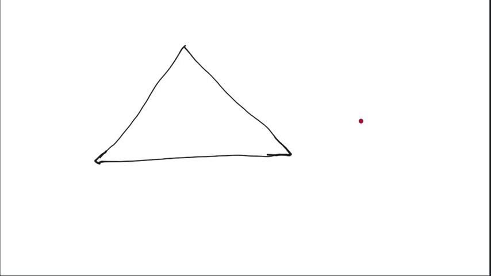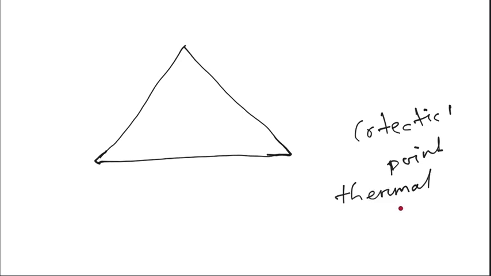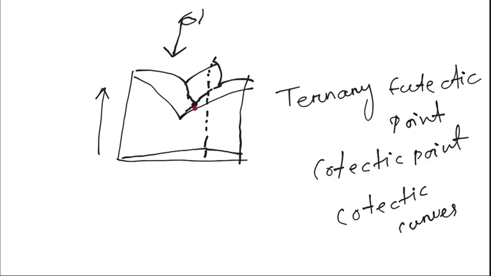But these are not actually straight lines. These are sloping downward to the cotectic point. The cotectic point is the thermal minimum. That means any melt can exist only up to the cotectic point. Below the cotectic point everything is solid. Though this point is shown here, actually it will remain somewhere near the base. So this will be the thermal minimum.